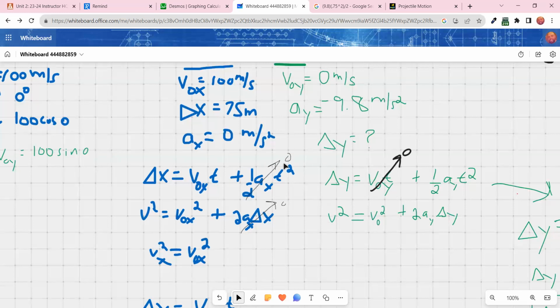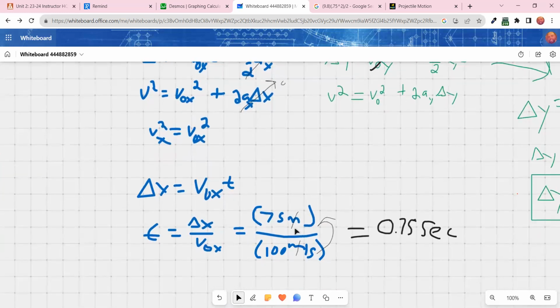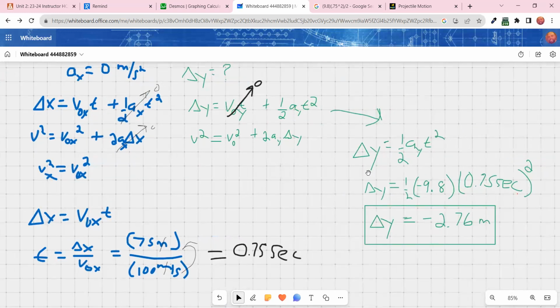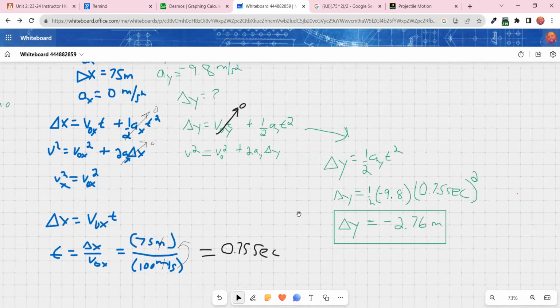There is no acceleration on the x-axis. Always plug in your zeros. That means in this equation down here, distance is speed times time. Solve for t: 0.75 seconds. Plug the t in over here. Boom. If you do it correctly, you get that it falls 2.76 meters. Got it? Any questions?